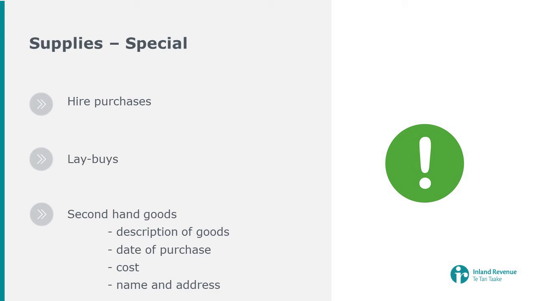Another special supply is lay-bys. If you purchase a business item using lay-by, you'll claim the expense when you take ownership of the goods. This will be at the time of the final payment.